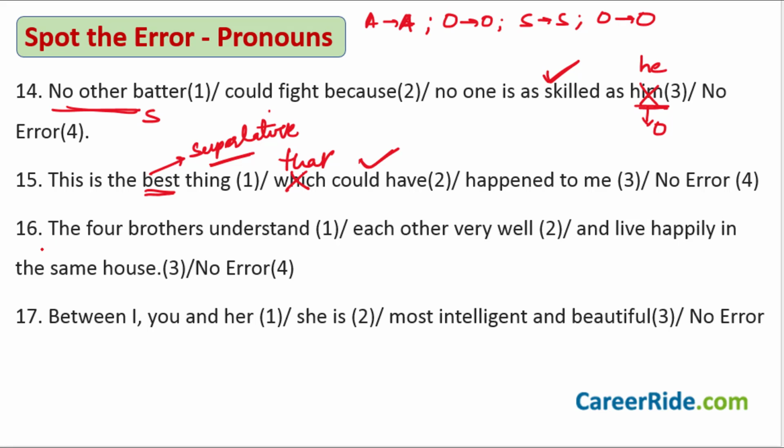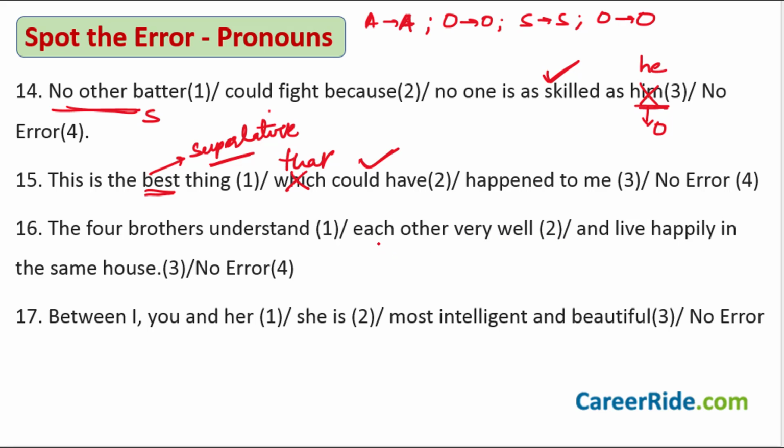Okay. Sentence number 16. The four brothers understand each other very well and live happily in the same house. Now, what is the mistake here? First of all, try to see if there is a mistake at all or not. The four brothers understand each other very well and live happily in the same house.